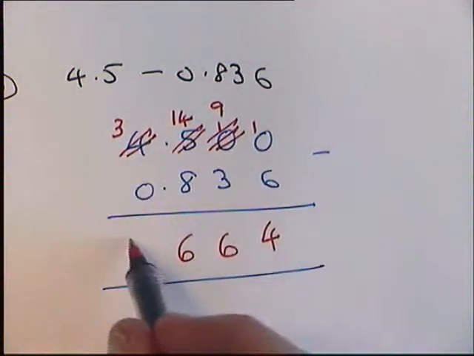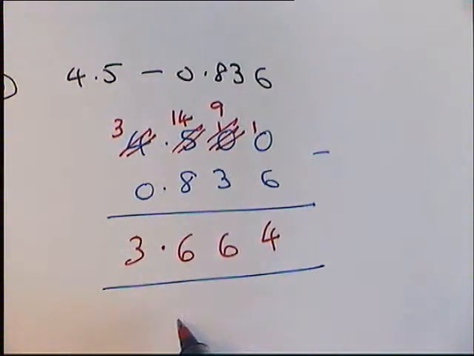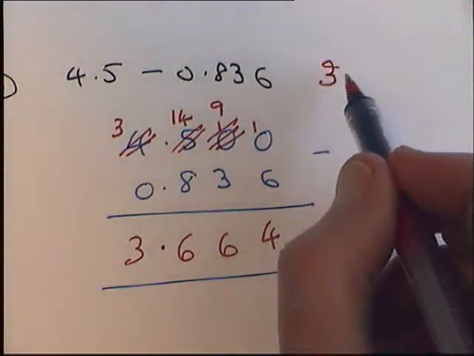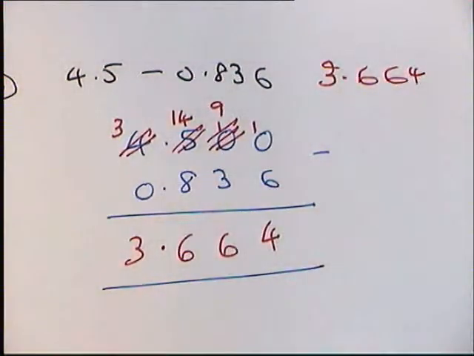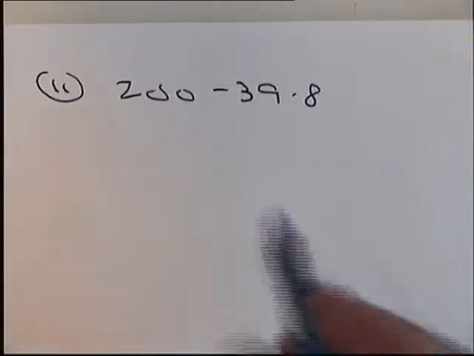3 take away nothing is 3. My points are lined up here, so I'll put my decimal point in. The answer to that question, 3.664.